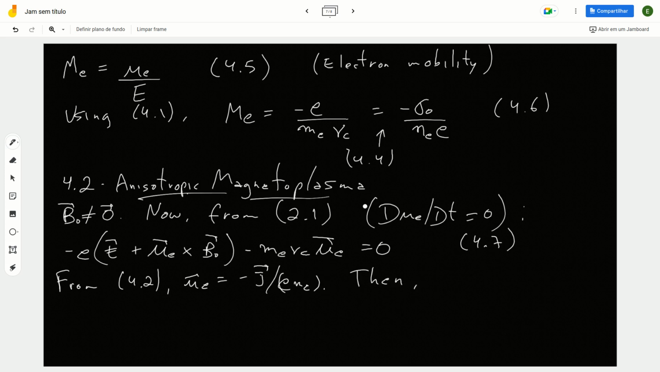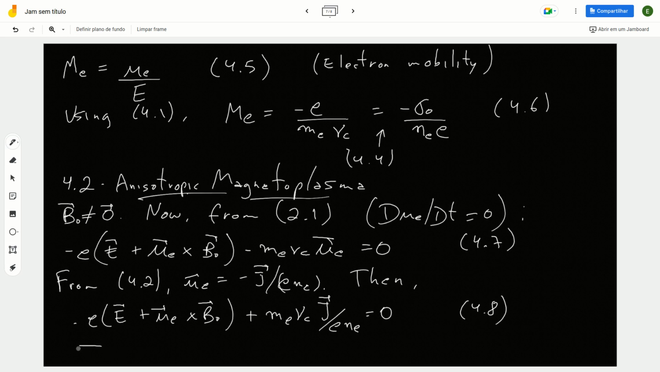Then 4.7 will be minus E plus UE cross B plus, so using here with this minus will become plus MUE J over E, and equal to 0. And we can solve it for J. We obtain the simplified generalized Ohm's law, which we had previously derived. I think it was in chapter 9. We derived this form of the generalized Ohm's law.